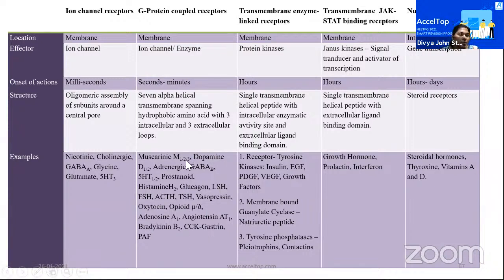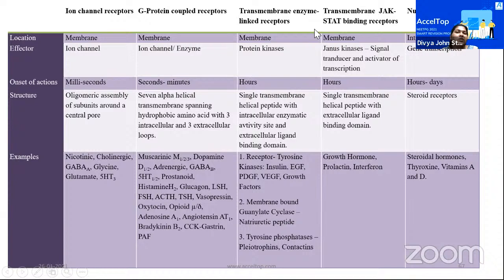Your muscarinic receptors M1, M2, M3, dopamine D1, D2 receptors, adrenergic receptors, GABA B type of receptors are G-protein coupled receptors, 5-HT1 and 2 receptors, prostanoid receptors, histamine H2 receptors, glucagon, then you have LSH, FSH, ACTH, TSH, vasopressin, oxytocin, posterior pituitary hormones, opioids mu delta, adenosine A1 receptors, angiotensin AT1 receptors, bradykinin B2 receptors, cholecystokinin, gastrin receptors, and platelet activating factor. All these are G-protein coupled receptors. A predominant number of them fall under G-protein coupled receptors.